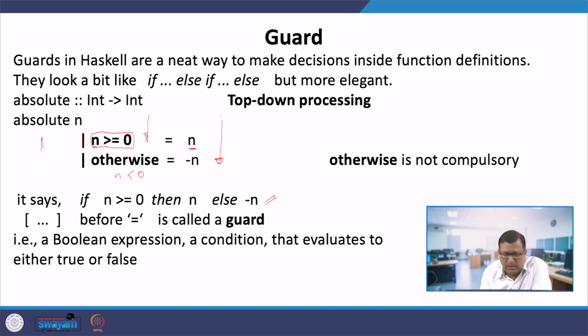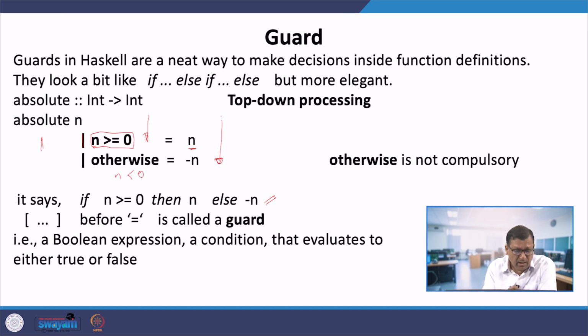Otherwise is not compulsory. We could have written n less than 0 as well. Otherwise means that all the preceding guards are false. That means if there are G1, G2, G3, up to Gn, otherwise means G1 is false and G2 is false and all the way to Gn, all of them are false. That means if this is the condition, then we are going to execute the right hand side.